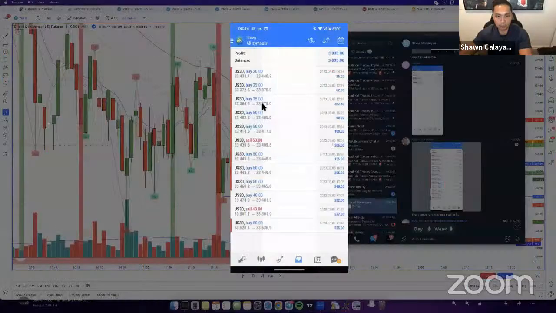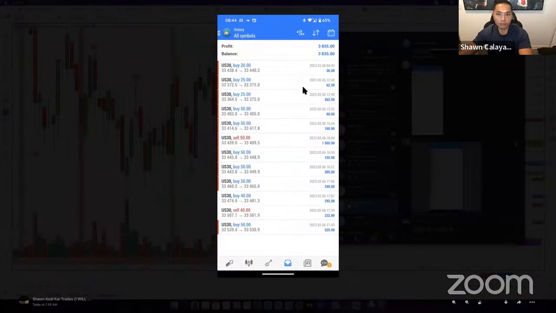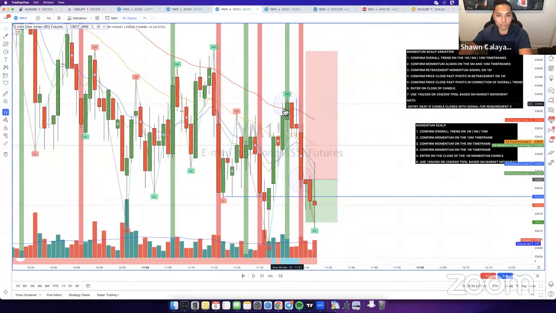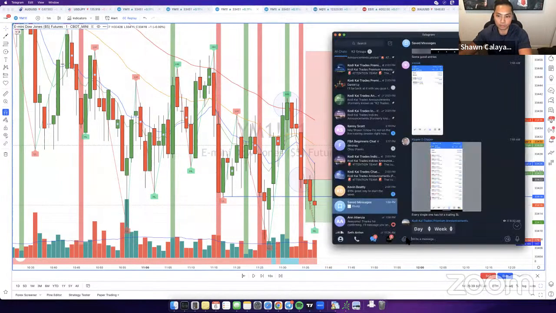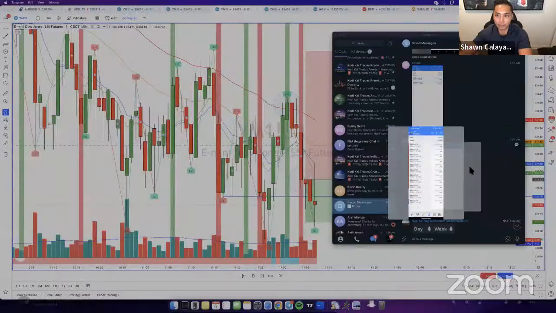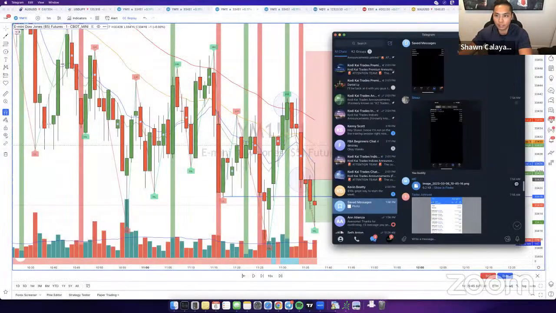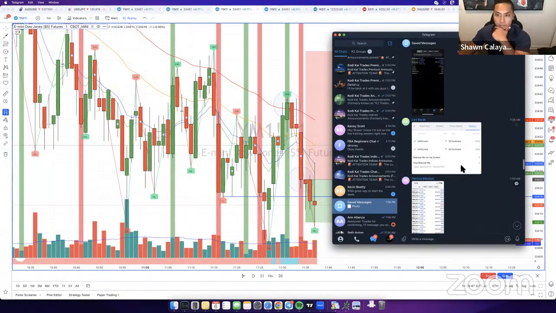Kip also applies it, pretty much all entries he took here, all full TP. He looks for a confluence of a V1 variation, and then he follows a continuation with one of the momentum scalp strategies. So Kip does it. He had all wins today. Sisu does it as well. He had all wins today as well. I don't know if Sisu had another account that was running today too.